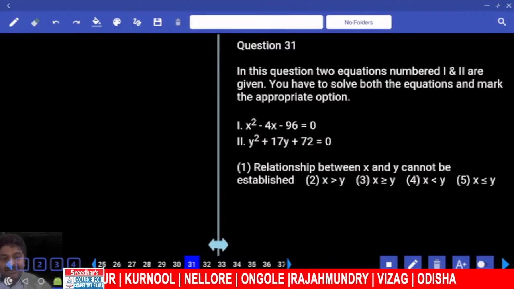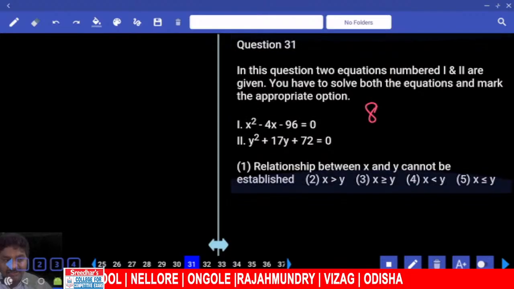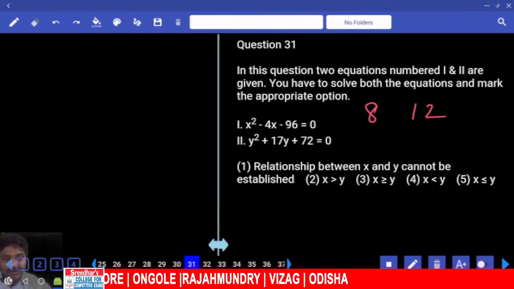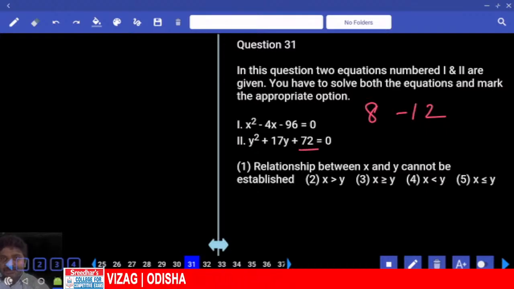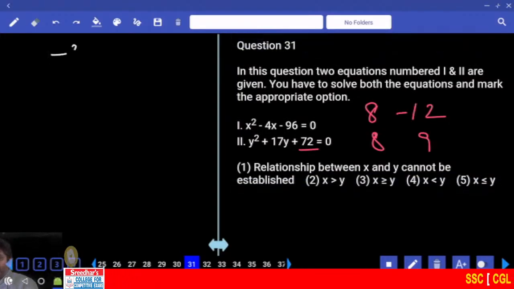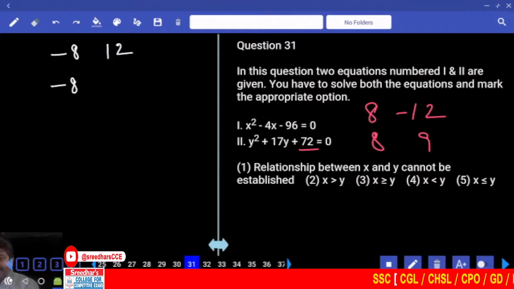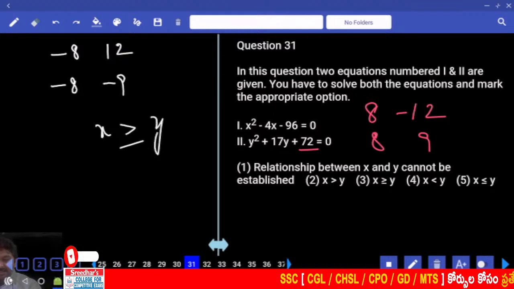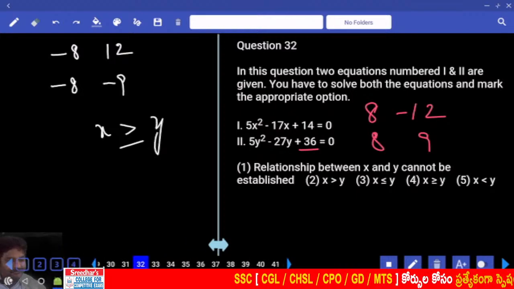Product must be 96. 8 12 times. Product is negative number, so one is positive, another is negative. Plus 8 minus 12 combination. Product must be 72. 8 9 times. Then factors are minus 8 plus 12. Minus 8 minus 9. X is greater than or equal to y.